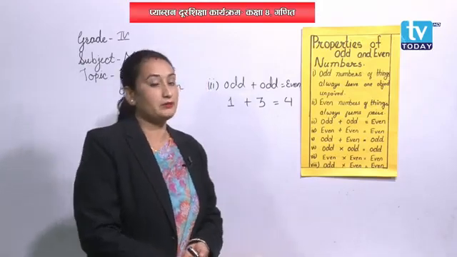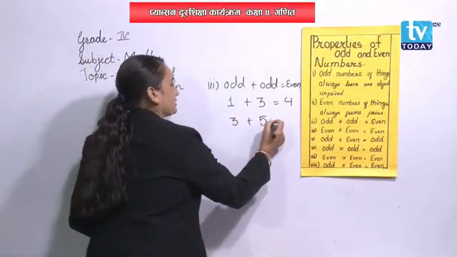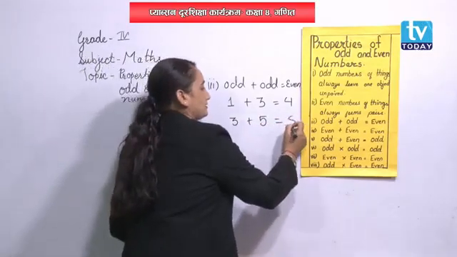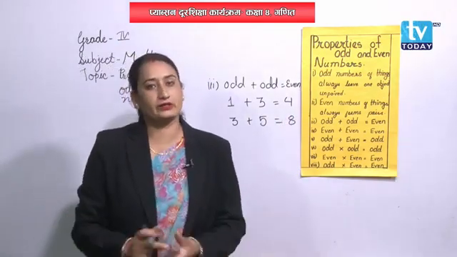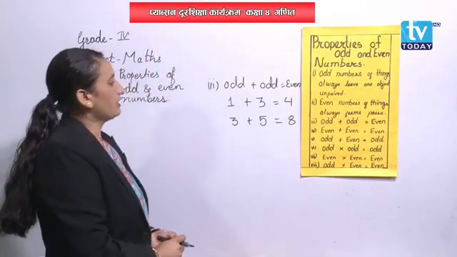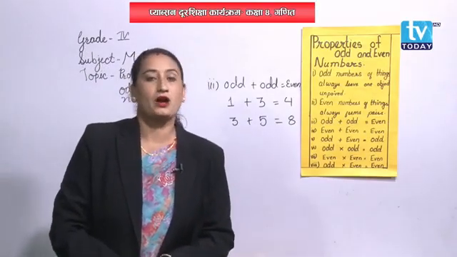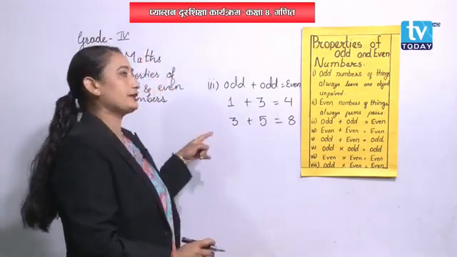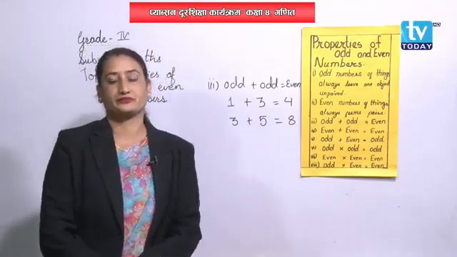Okay. Same like that, 3 and 5. If I add, it becomes how much? 8, right? So 8 is also an even number. Are you getting me? Okay. That means if we add odd and odd, it becomes even, obviously, right? So now I think you understood about property number 3, right?